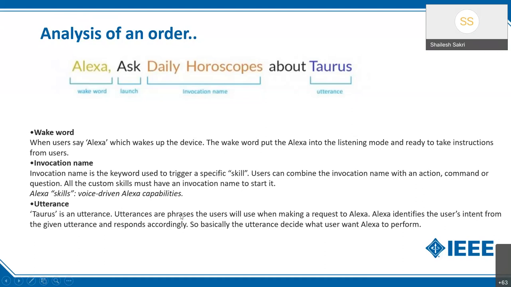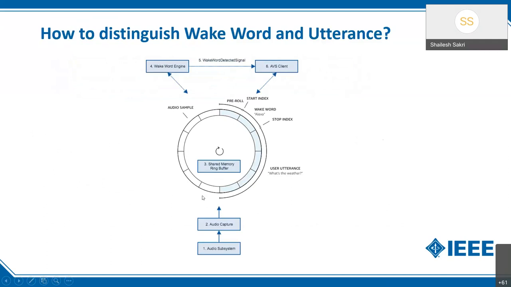So what are utterances? Utterances are phrases the users will use when making a request to Alexa, and Alexa identifies the user's intent, because in this whole order that you are placing, the intent is also very important. Basically the utterance decides what the user wants Alexa to perform. If I say, Alexa, increase my AC temperature, increase is an action, then AC temperature is what you intend. I'm just briefing about what it does internally and how you distinguish between the wake word and utterance.